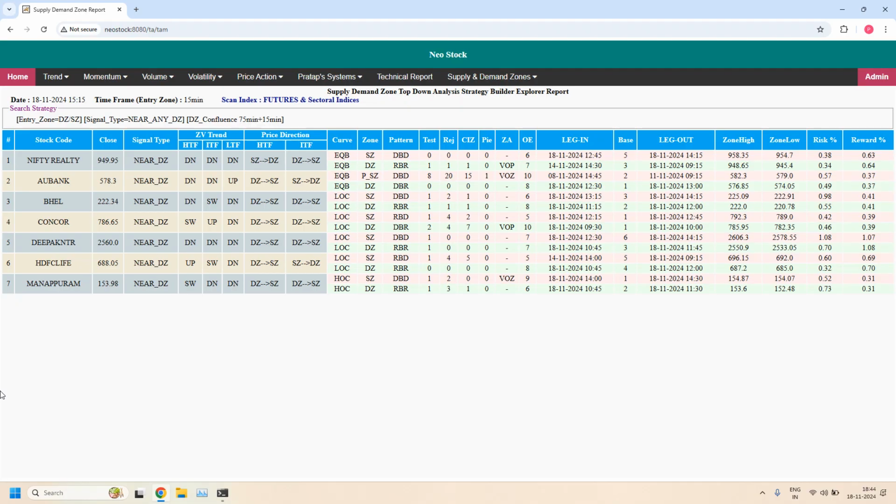In all these 7 demand zones, 15 minutes demand zones, they are having confluence with 75 minutes zone. That means these 15 minutes demand zones are part of the 75 minutes demand zone.